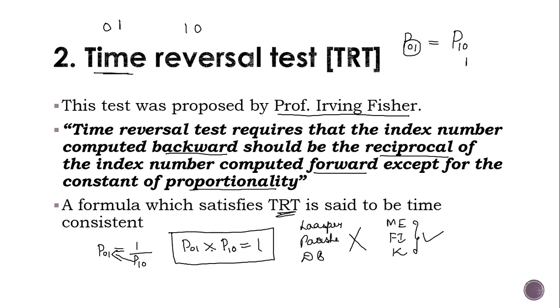This is the formula, P01 into P10 is equal to 1. When you multiply, you should get the answer as 1. It should not be even 1.157. If it is 0.5, okay, you can convert, but it should not be more than 1. It should be less than or equal to 1. That you should keep in mind. Always it should not be more than 1. If it is 1.1 also, it is wrong.